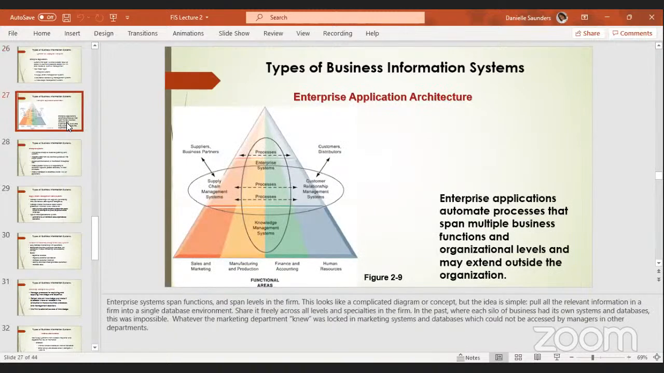Are you still here? Good. So an enterprise application has processes for the enterprise, and then there also are processes for supply chain as well as for customer management. Next slide.